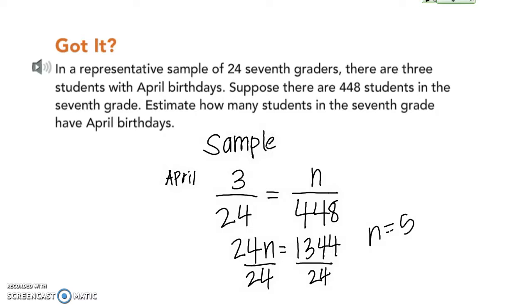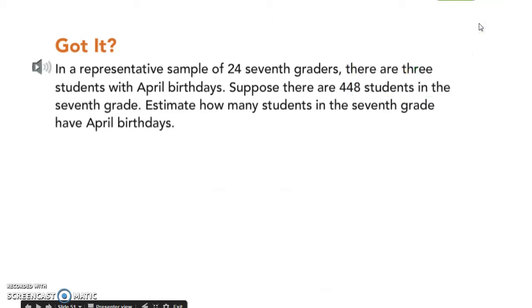And we would predict about 56 of those students would have April birthdays. So that would be how we would use a representative sample to make a prediction about the population.